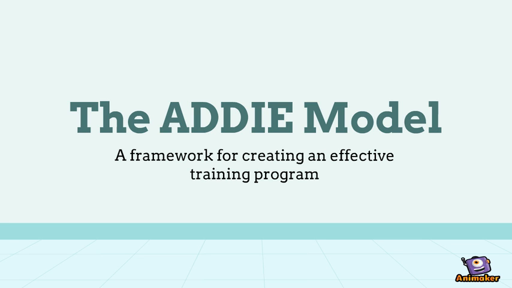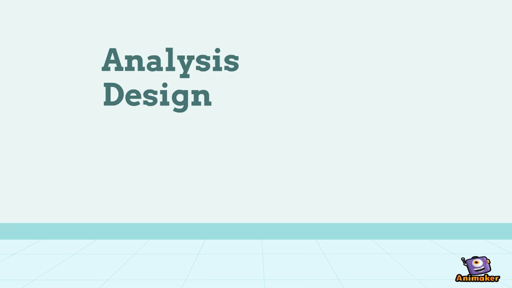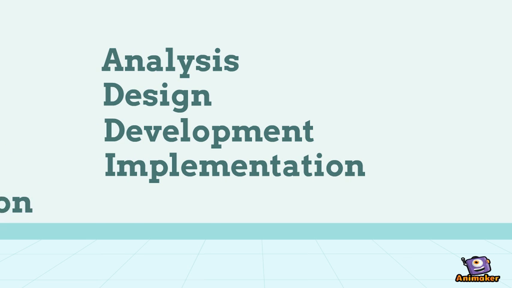Hello. Today we will be learning about the ADDIE model, which is a popular framework for creating effective training programs. ADDIE is an acronym for the major processes of training, which are analysis, design, development, implementation, and evaluation.